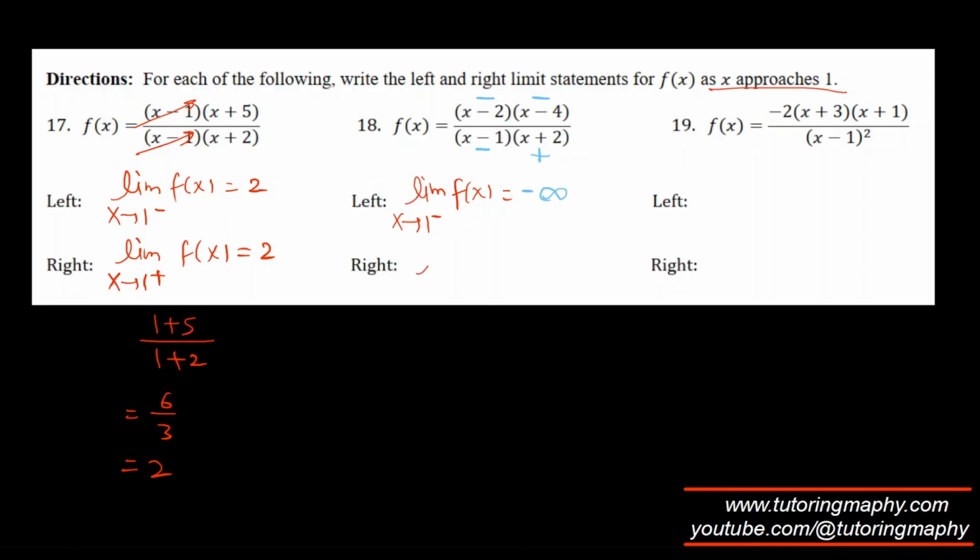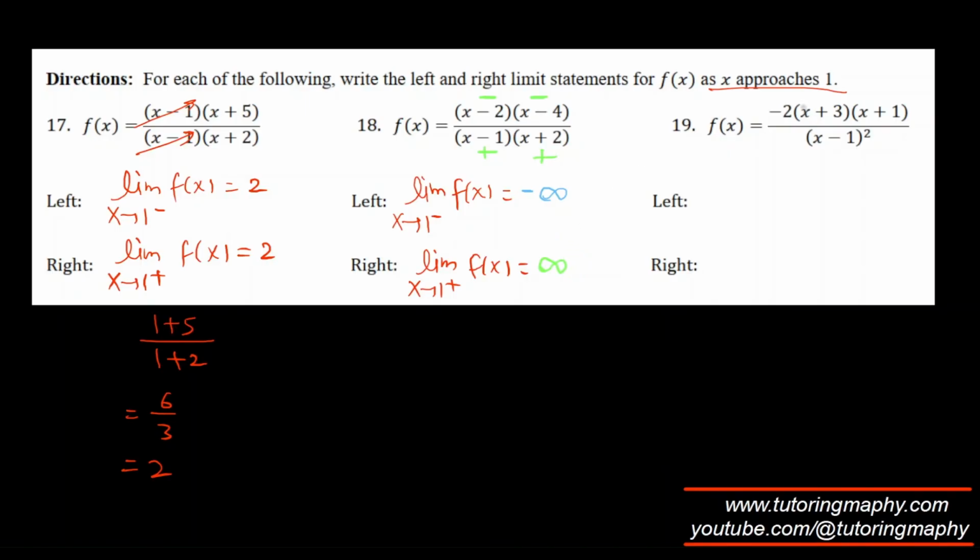What about 1 plus? So limit x approaching 1 plus of f(x). Now 1 plus means a little more than 1, maybe 1.1. So 1.1 minus 2 is a negative number. 1.1 minus 4 is negative. 1.1 minus 1 is positive. And 1.1 plus 2 is positive. So double negative becomes positive. So the answer is infinity.